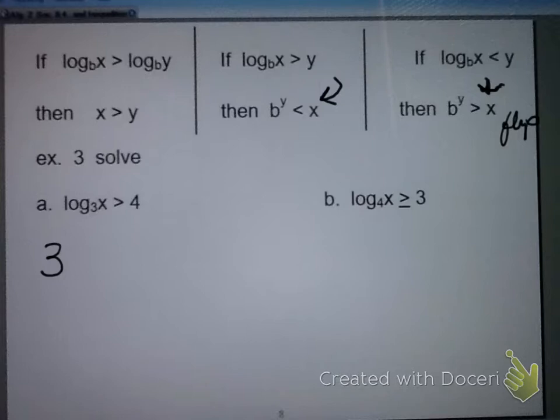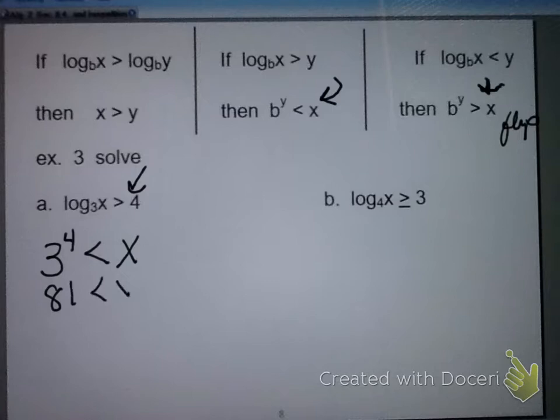Example 3a. Log base 3 of x is greater than 4. To put that in exponential form, that's 3 to the 4th power. Now don't forget, we've got to flip the inequality. Is less than x. Notice it's open to the x, pointing to the 4. To keep it open to the x and pointing to the 4, the x and the 4 flip sides, so we have to flip the inequality. 3 to the 4th power is 81 is less than x.